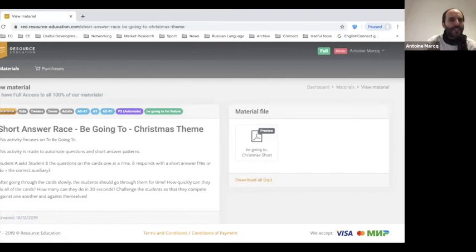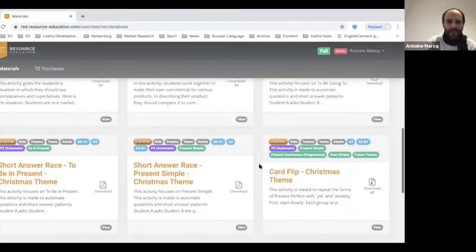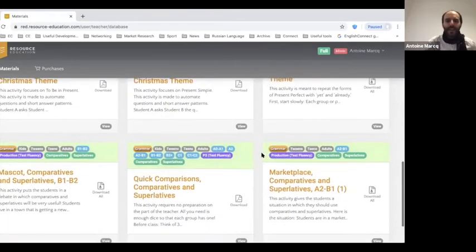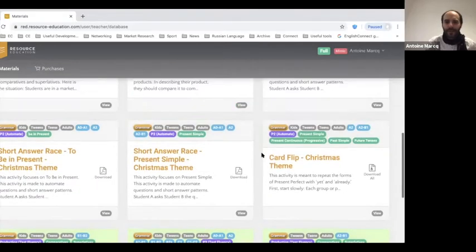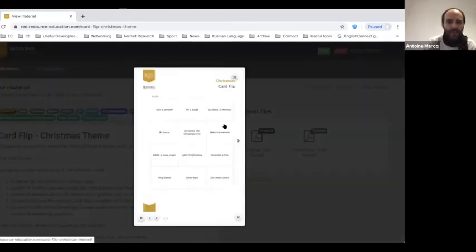3 simple short answer races, all Christmas themed. And we have also added, where is it? There it is, a card flip. So a card flip, we also call it tense build sometimes. This is very, very simple.